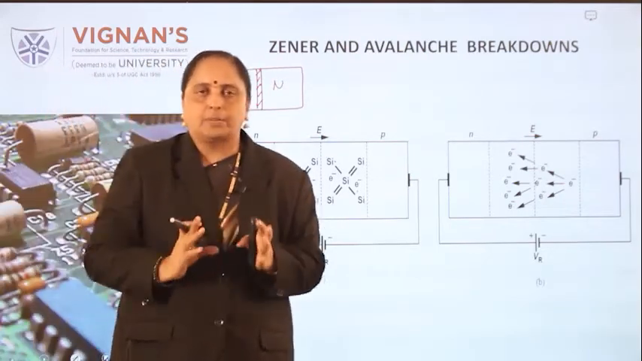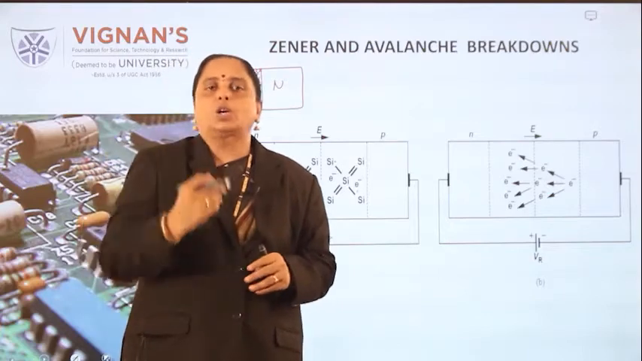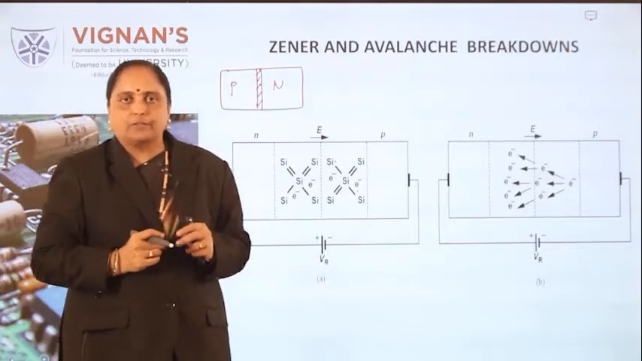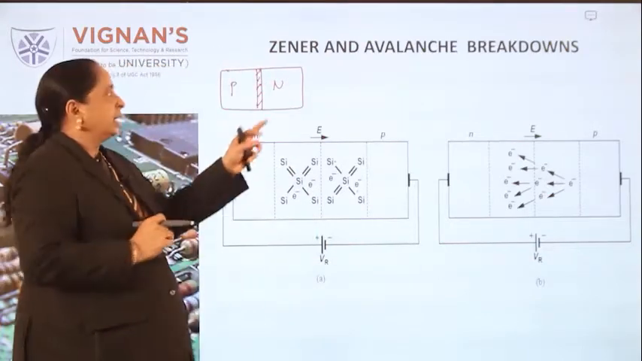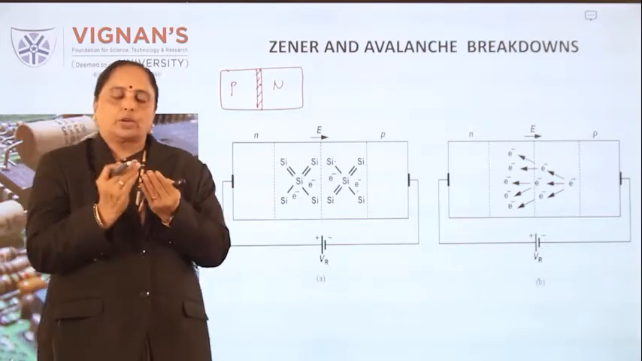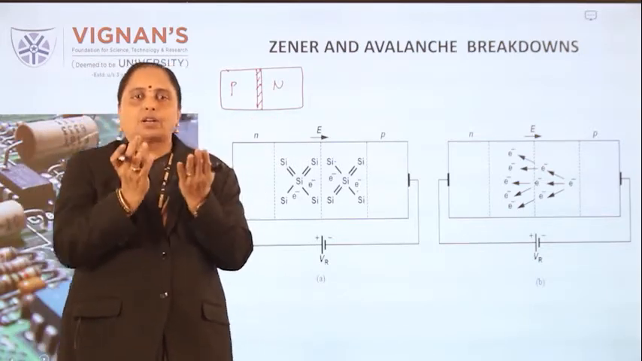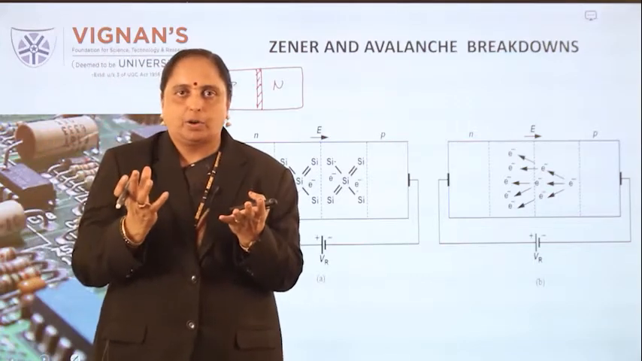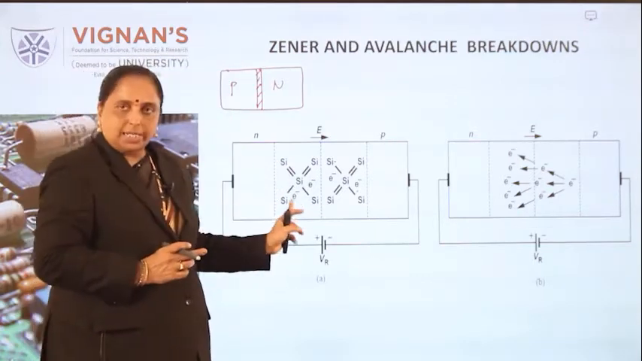So in case of Zener breakdown, direct rupture of the covalent bonds takes place because of heavy doping, so that the depletion width will become narrow. So a highly intense electric field will cause the breakage of the covalent bonds. So this is about Zener breakdown.